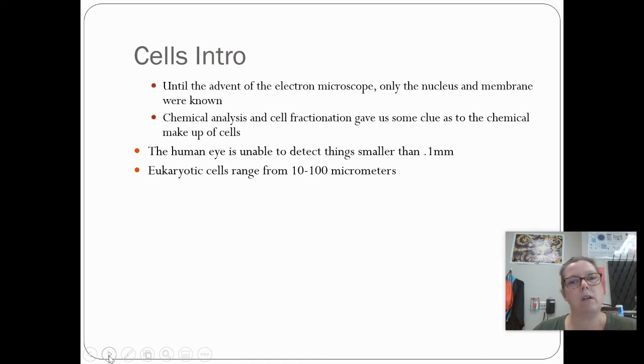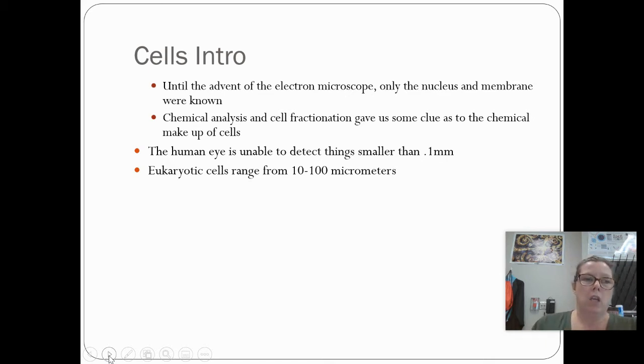but also scientists did a lot of chemical analysis. They did something called cell fractionation to give us at least some ideas of the chemical makeup of cells, where they'd freeze cells and break them up and then centrifuge the parts and take off pieces of what they got and do chemical analysis.